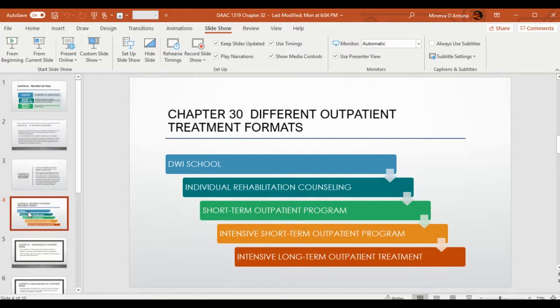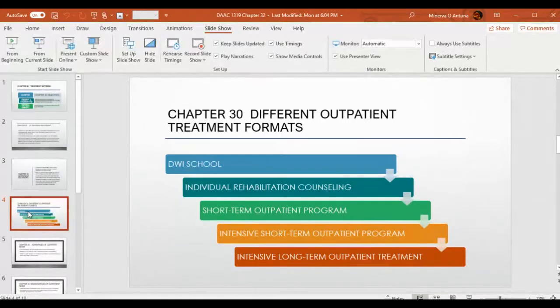So we start off with DWI school. And that usually is when you've got a ticket or where you had some infraction and they're recommending that. All right, so you go to that, learn classes, you get educated, and there you go. But then the next step is individual rehabilitation counseling. And this is a step further.